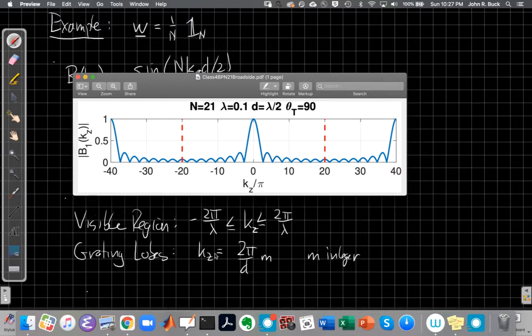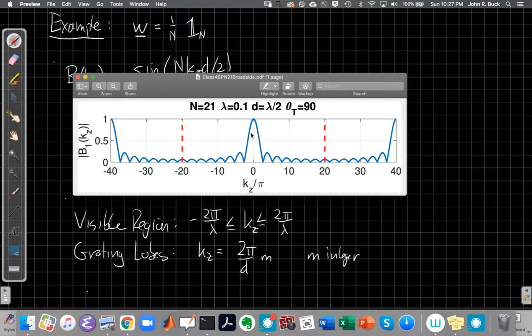And the grating lobes appear at multiples of 2 pi over d, which in this case, if lambda is 1/10, then d is 1/20th. So 2 pi over d is 40 pi, which on this normalized axis shows up at 40. These peaks out here are called grating lobes. As long as we satisfy the Nyquist sampling theorem, that is that we have d less than or equal to lambda over 2, the grating lobes will always remain outside the visible region no matter how we steer the array.